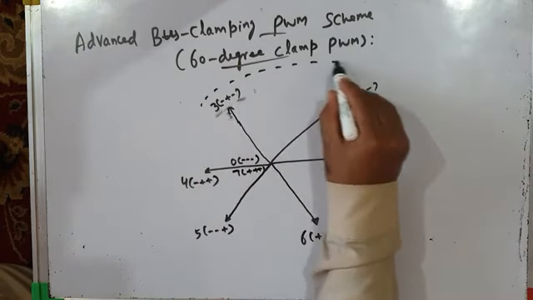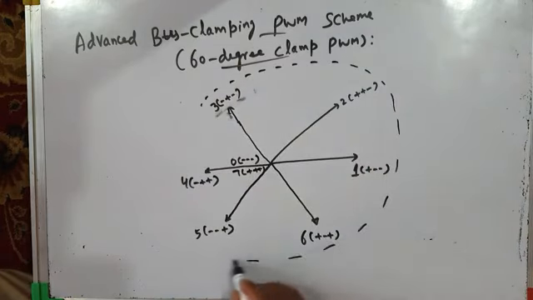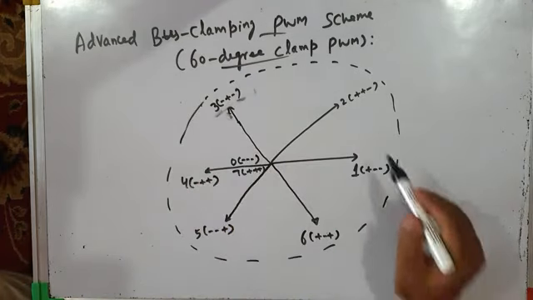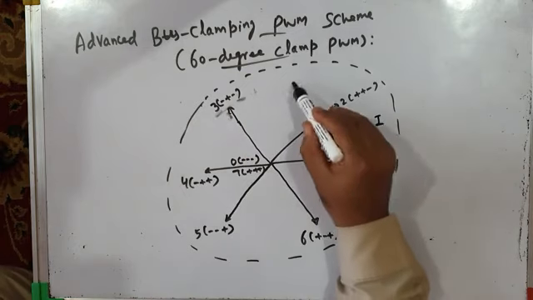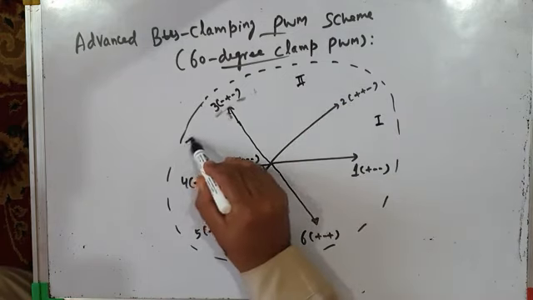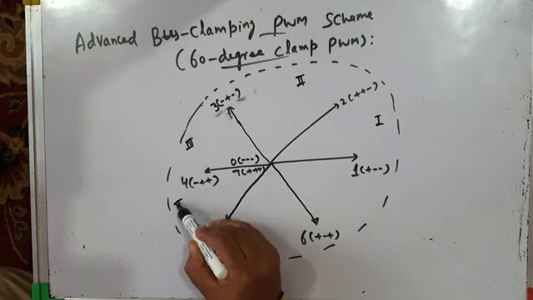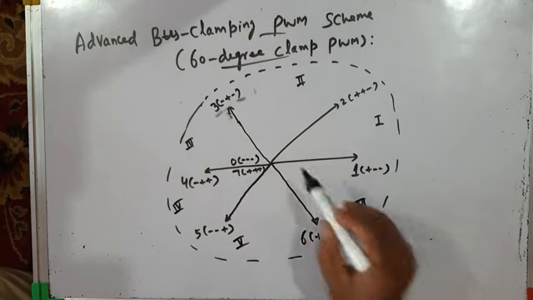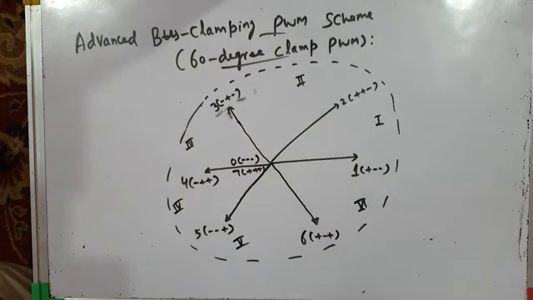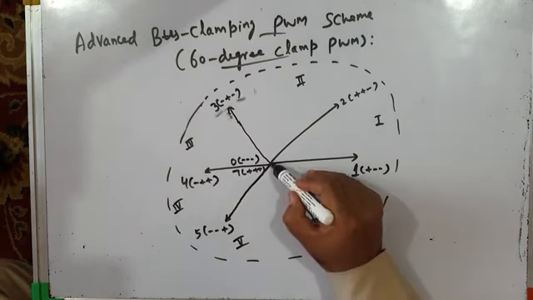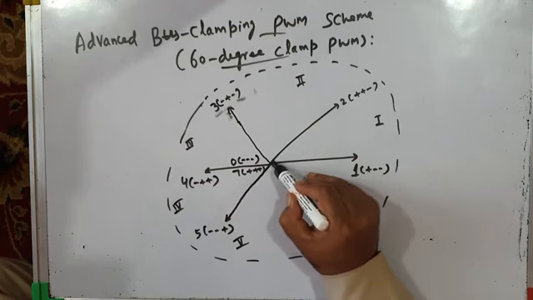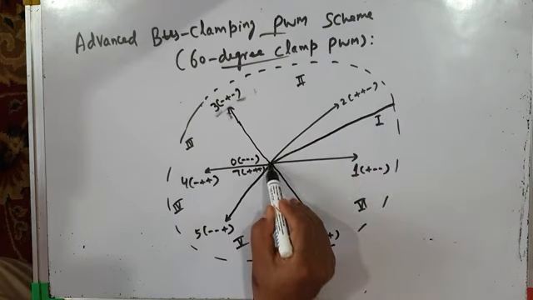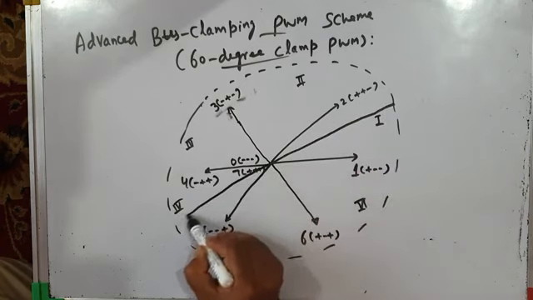Our rotating reference vector will be rotating in a circular path. Okay, this is our sector 1. This is sector 2. This is sector 3. This is sector 4. This is sector 5. This is sector 6. And I will bifurcate each sector equally into two equal parts, 30 degrees each, as we have been doing in other bus clamping sequences also.